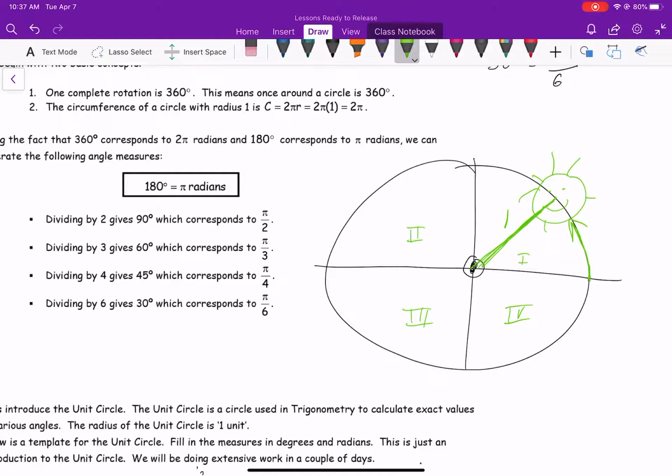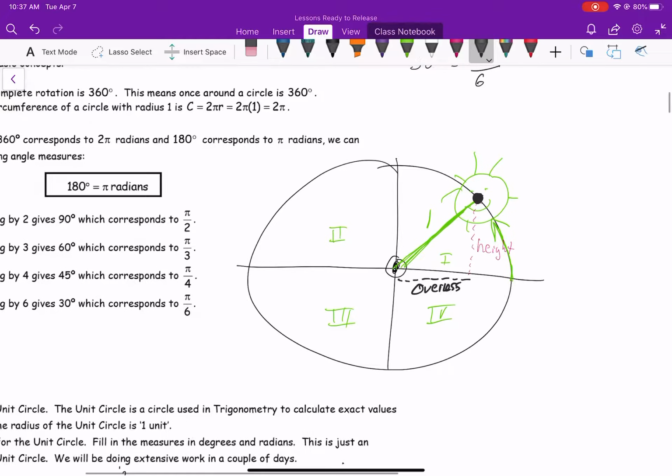All right. 4,000 or 5,000 years ago, people realized that if the sun was where it is in my picture, there were 2 components to it. It had a height, and it had an overness. You could be right there at that coordinate that gives you an x and a y. So the height is the y, and the overness is your x coordinate.